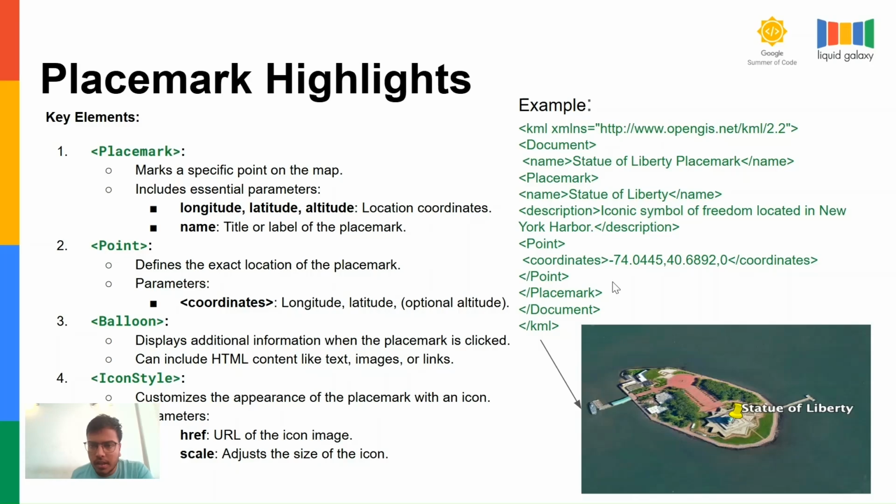The example KML here demonstrates the Statue of Liberty. So we can see that the description, name, and Placemark tag opening is there. We have specified the Point coordinates and then closed the file. This basically puts the placemark right at the Statue of Liberty coordinates.